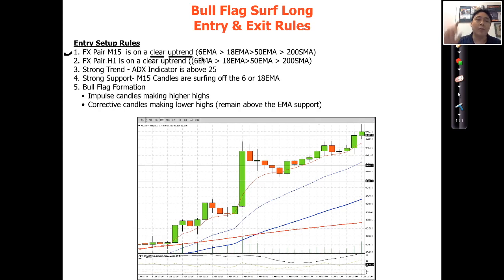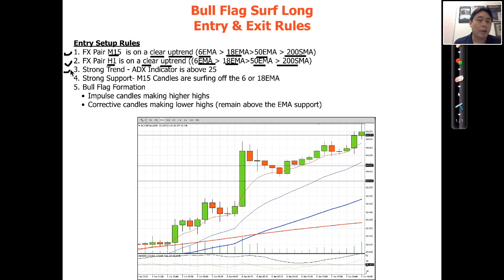First rule, number one, we want to see that the pair is on a clear uptrend. So you have to see the moving averages in sequence: 6 EMA above 18, 18 above 50, 50 above 200. And like all other strategies, whenever we're trading on a certain time frame, like the 15-minute time frame, you always want to check one time frame higher to ensure that the higher time frame is aligned to the lower time frame. So once I see that the 15-minute is on a clear uptrend, I also want to ensure that the H1 candles, the hourly candles, are on the same clear uptrend pattern. That's really, really important.